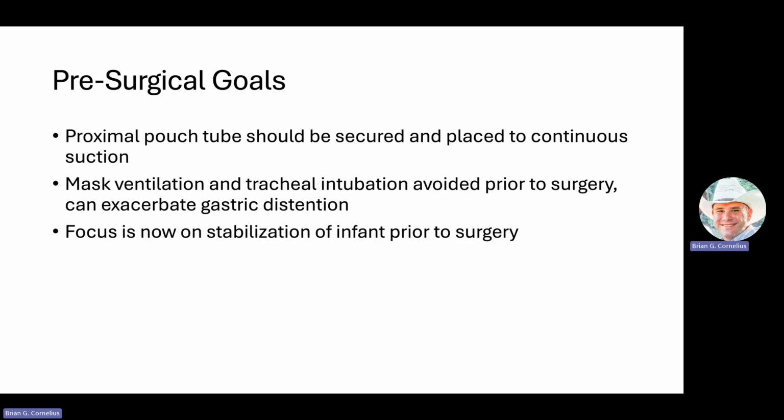So goals for these patients pre-procedure: trying to do whatever you can to eliminate the retained products inside the proximal pouch. So usually that's going to be an NG tube placed to continuous suction. We try to avoid mask ventilating these patients because the air is not going to go into the lungs. It's just going to wind up increasing the gastric distension. So think about almost like an RSI type picture for these patients. Inhalation induction is less than desirable, but oftentimes these patients already have IV access. Again, like with CDH, we try and focus on stabilizing the infant prior to surgery.